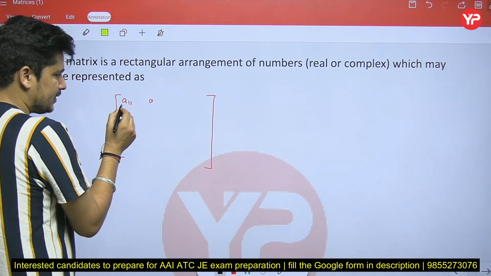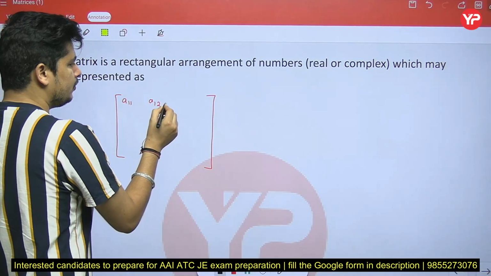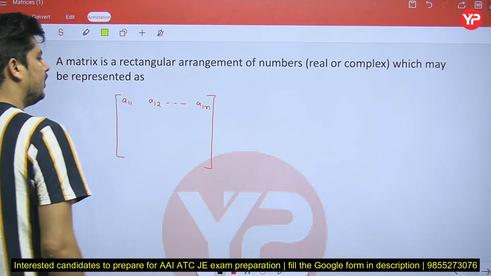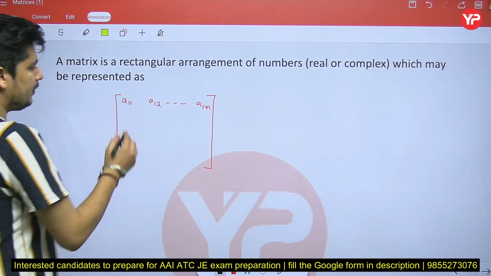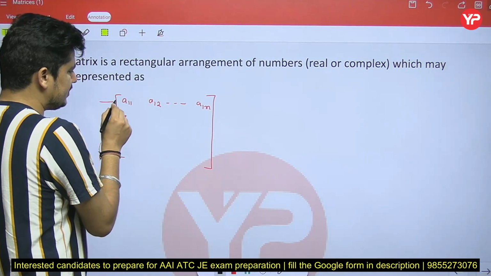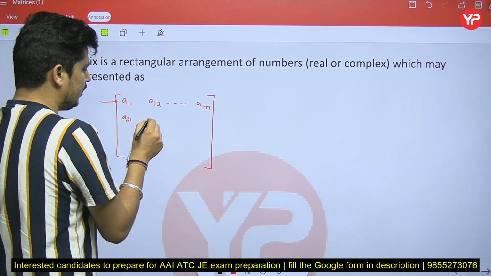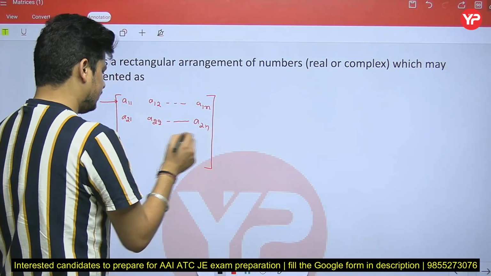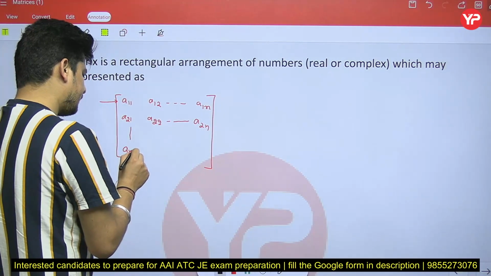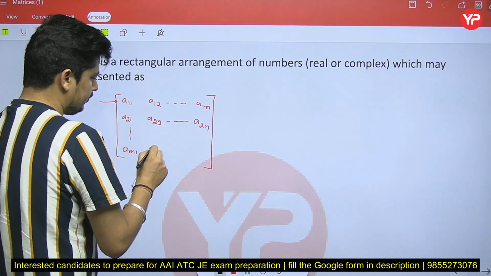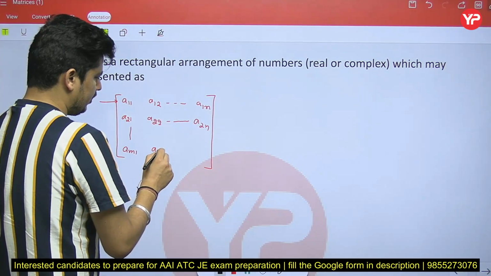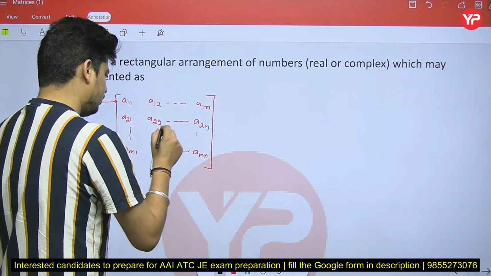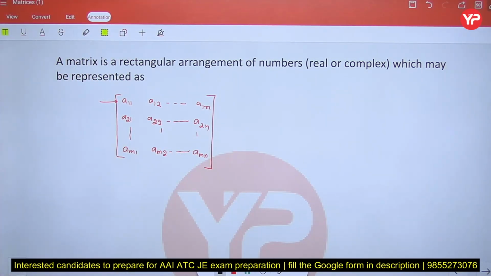The first element will be A11, A12, and the last element, let us take, is A1n. Then the second row. These things I'm just writing first: A21, A22 up to A2n. Similarly, Am1, Am2 up to Amn. So this is the matrix representation, right?